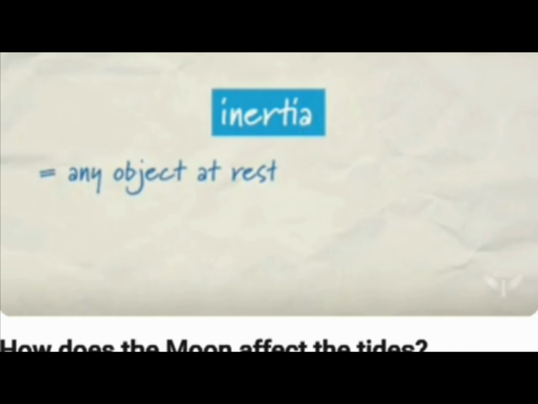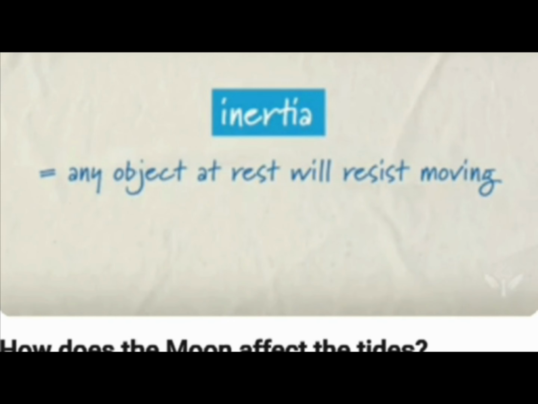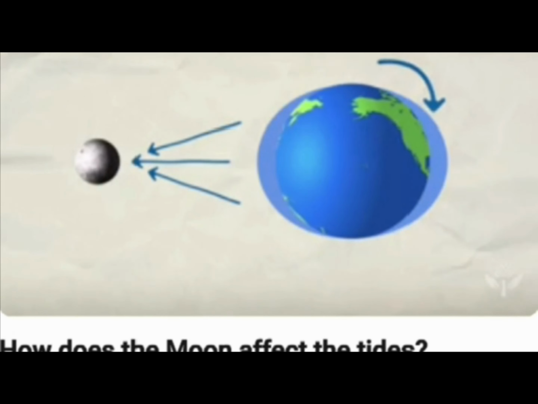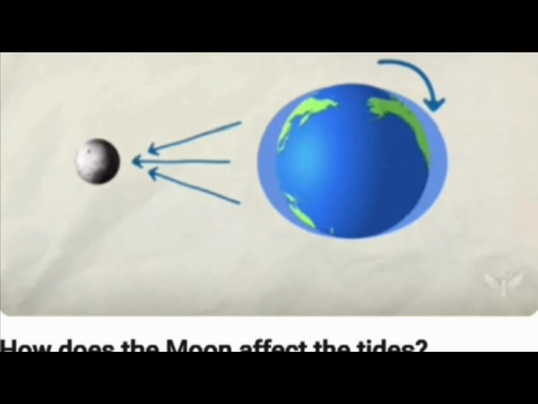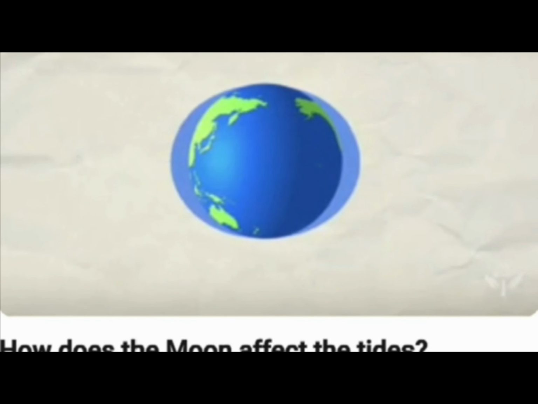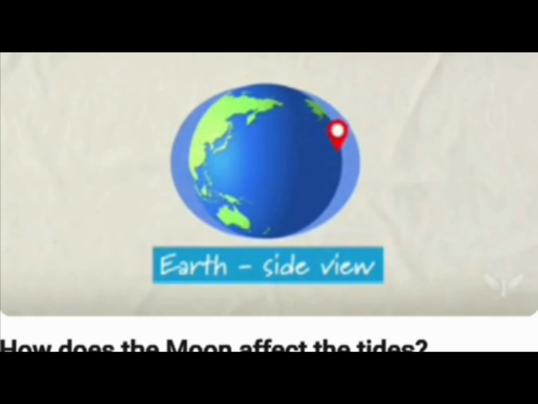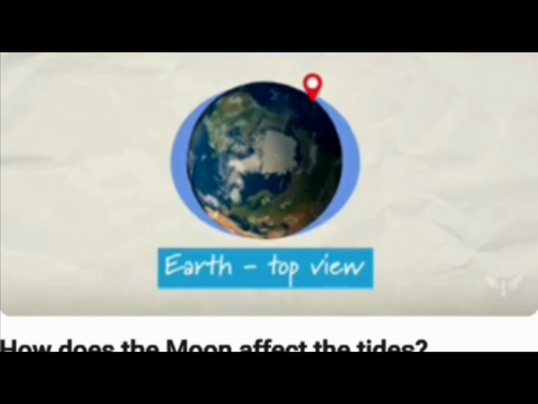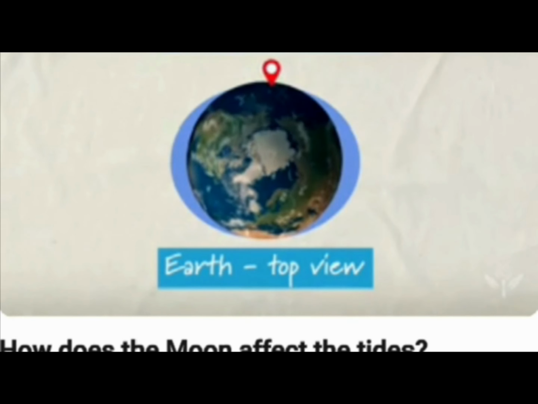Any object at rest will resist moving. Hence, the far side bulge is created as the water over there isn't being forced to move toward the moon as hard. When areas of the ocean bulge out, the tide rises. When Earth rotates, their position changes. They no longer bulge, and the tide falls.